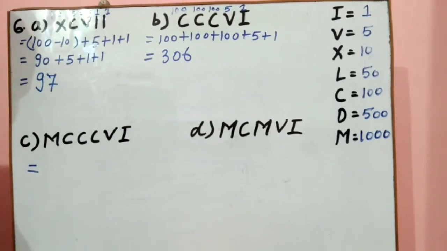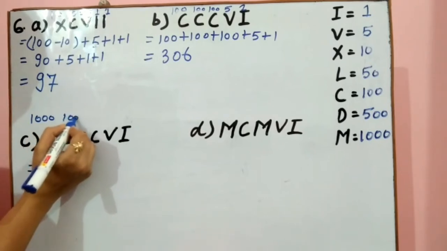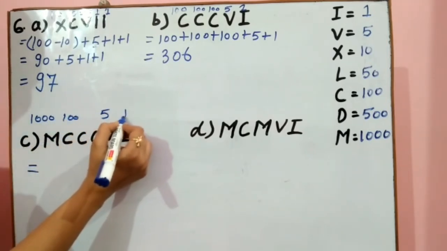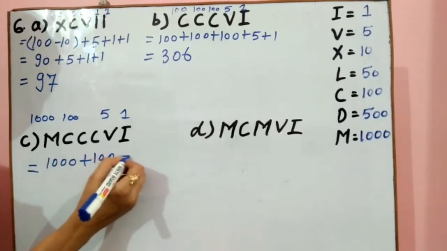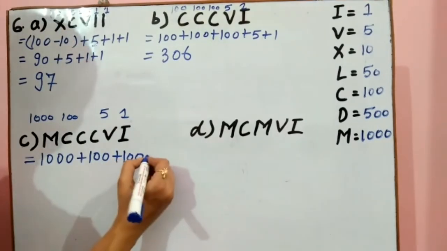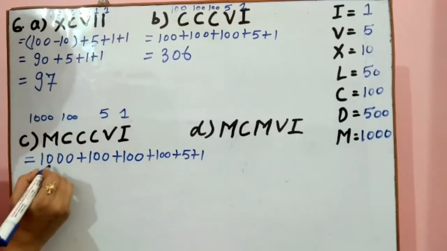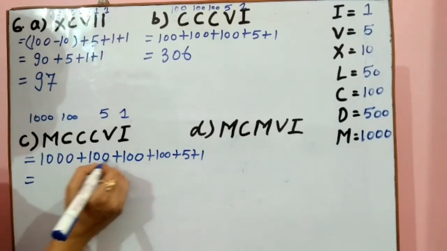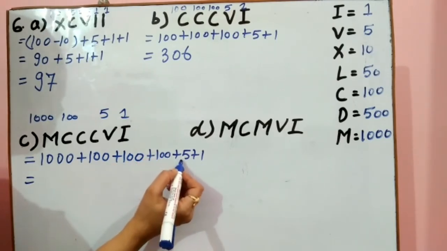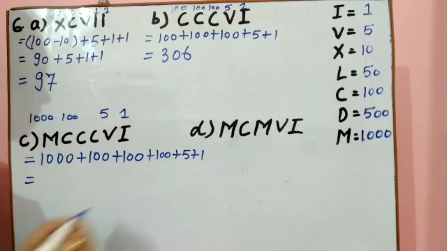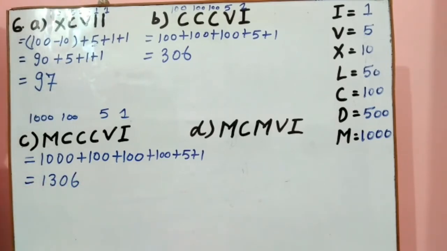The next is C. The value of M is 1000. C is 100. V is 5 and I is 1. 1000 plus 100 plus 100 plus 100 plus 5 plus 1 is equal to 1000 plus 100, 1100 plus 100, 1200 plus 100, 1300 plus 5, 1305 plus 1, 1306. So, our answer is 1306.